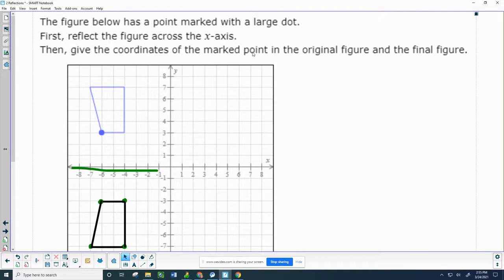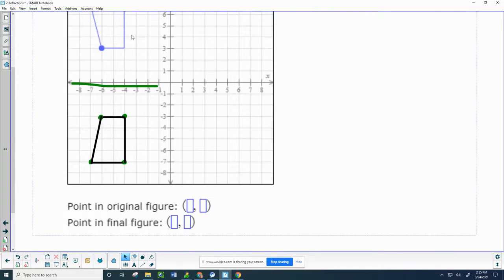Now, what is it asking us to do? Well, it wants us to give the coordinates of the marked point in the original and the final figure. So in the original figure, we have the numbers (-6, 3), and that point here is (-6, -3). All right, keep on moving.